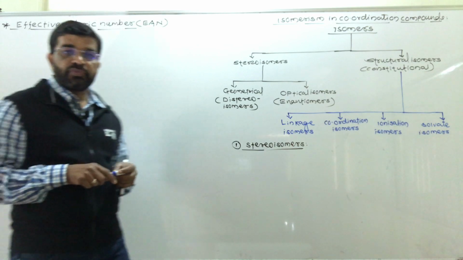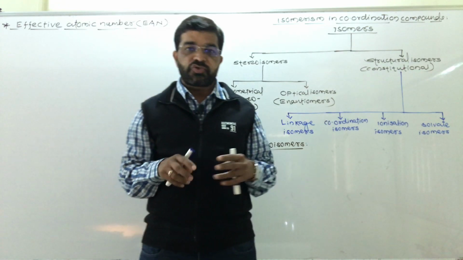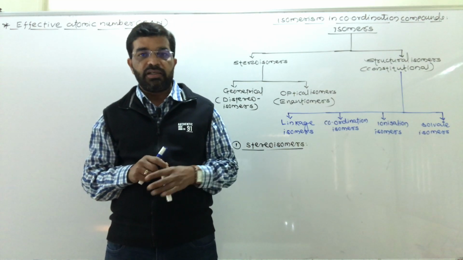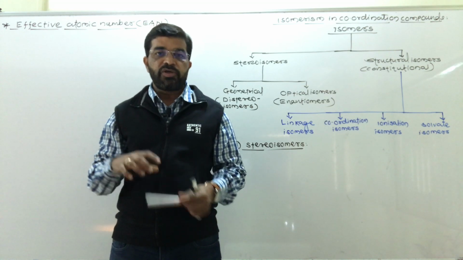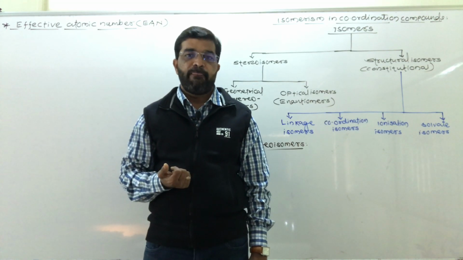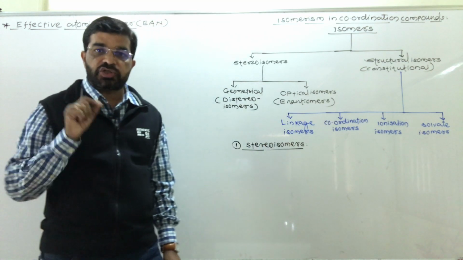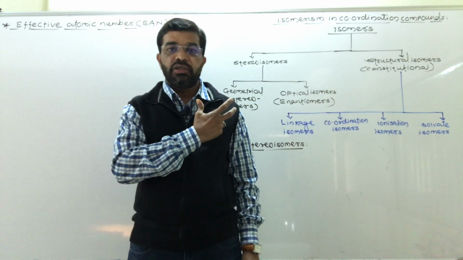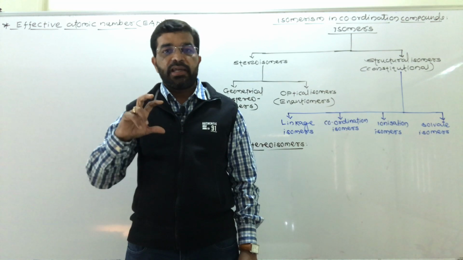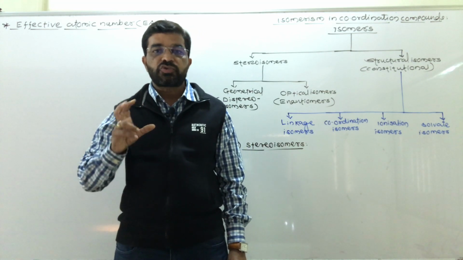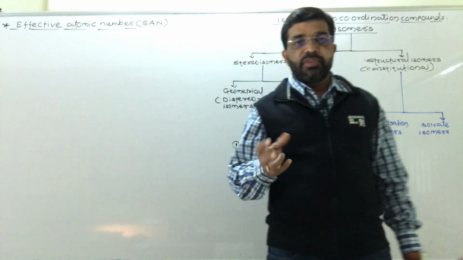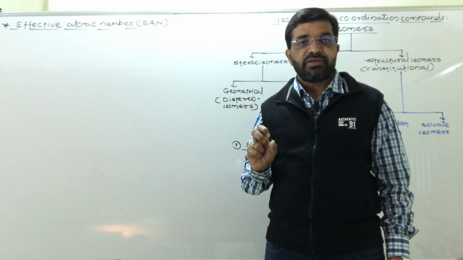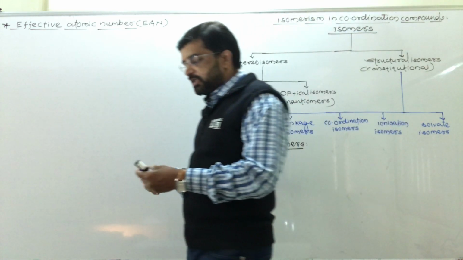As we have studied Werner's theory for complexes, Sidgwick actually derived how the formation of a coordination compound takes place, and the stability of a coordination compound is explained on the basis of the effective atomic number. That is, whether a coordination compound is stable or not stable is decided from this effective atomic number.